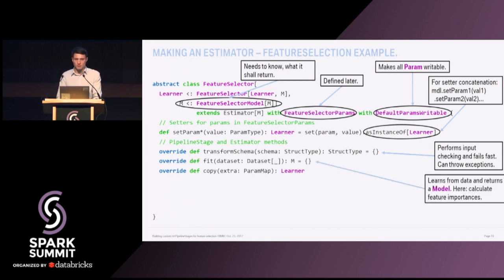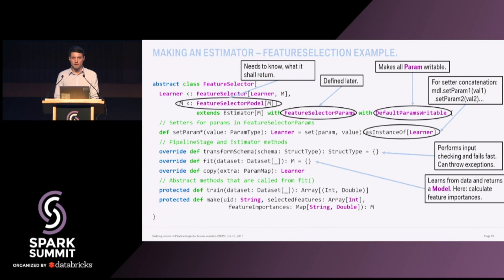Besides that, if you ever take a look at the code of this package, you will also find two methods called train and make. Those are not really necessary in an estimator, but you can also find them in different pipeline stages which are already available in Apache Spark as well. They just help us to avoid code duplication. So not really necessary, but neat.